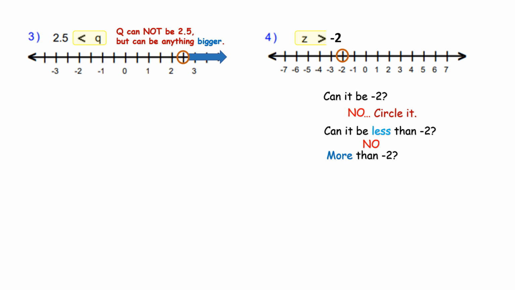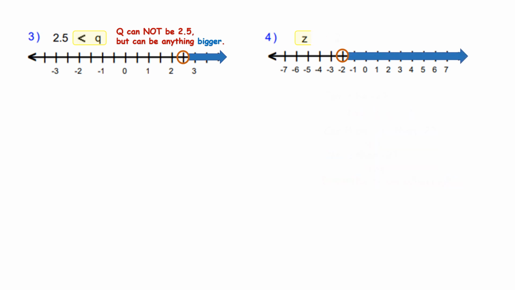Therefore, my third question, can it be more than -2? The z is on the larger side of the inequality arrow, so that has to be a yes. So therefore, I'm going to draw my arrow going to the right.